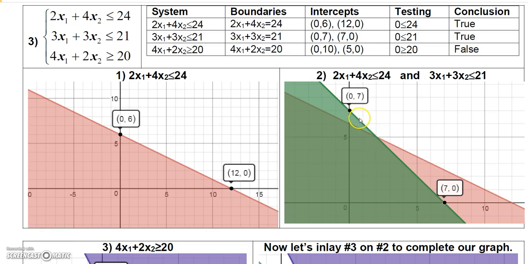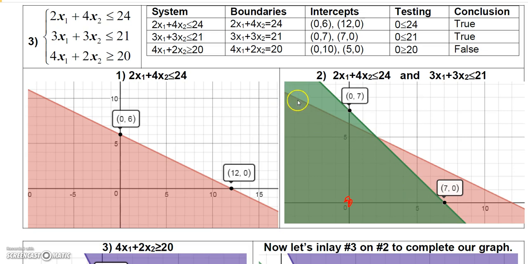Now notice what I did here. I took this shaded region and brought it over here, and then I drew this line on top of it. Then I've got to determine which side of this line to shade. So if I test the origin, 0, 0, notice I get a true statement again. So I shade everything on this side of that line. Now if you look at the overlap, if you shade everything below this line and then everything below this line, you're going to get this dark green region that you see.